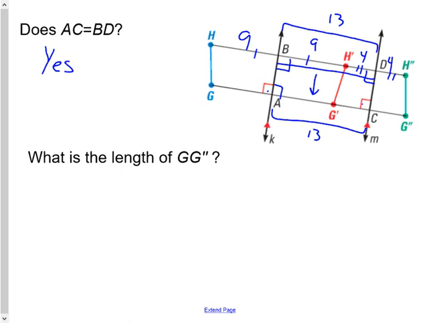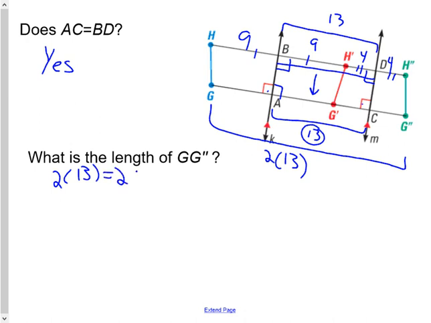Lastly, what is the length of G to G double prime? Basically, what's this distance? If this distance is 13, the whole thing is 2 times 13. That's what that 2D is talking about. 13 was the distance between line K and M, so 2D is 2 times 13.